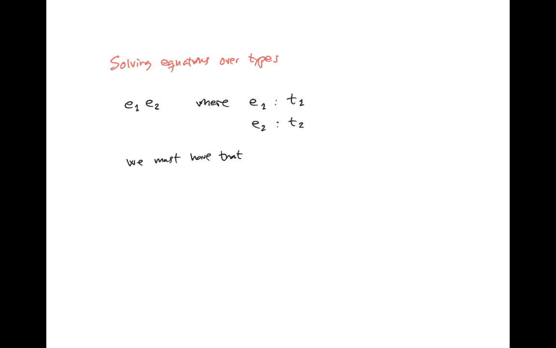that E1 has a function type. E1 should have a type T2 to T, because E1 must be applicable to an argument of type T2, because we're calling E1 with E2 as argument. So what this means is that we must solve the equation that T2 to T is T1.